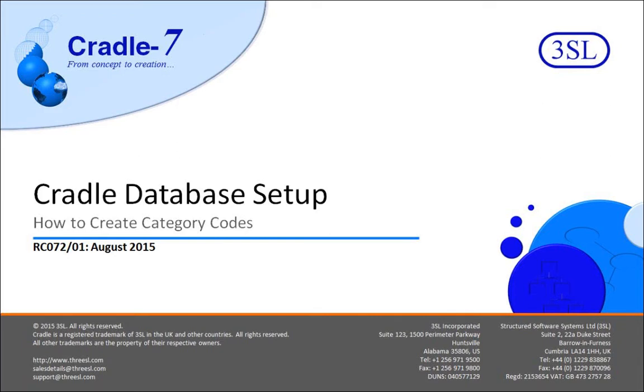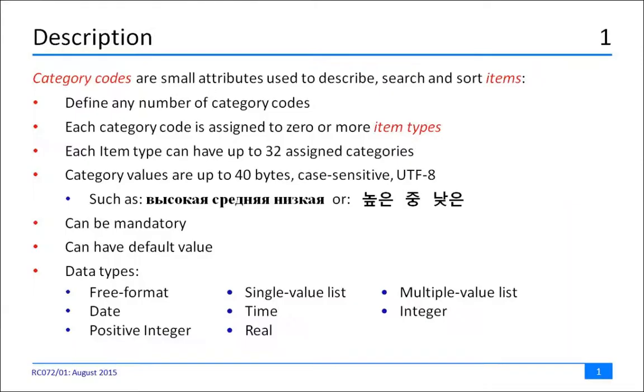This video explains category codes, attributes that are used to describe, search and sort items, and shows how to create a set of category codes in an example Cradle project. Category codes are small attributes that are used to describe, search, and sort items in a Cradle database.